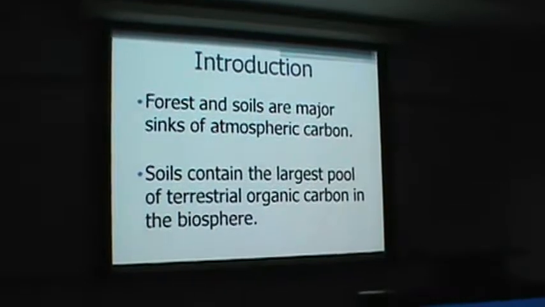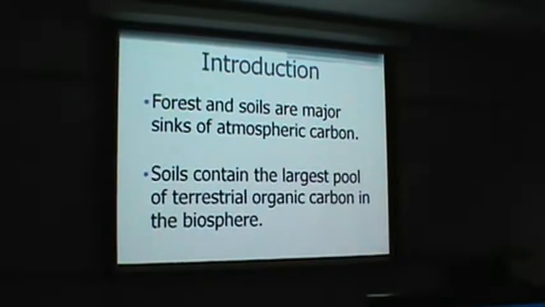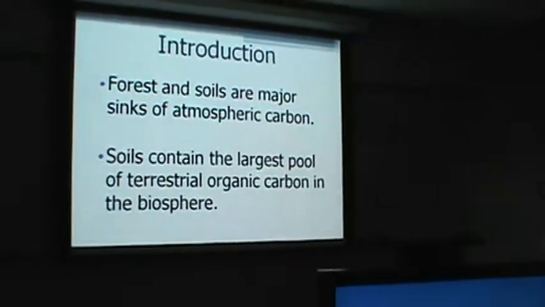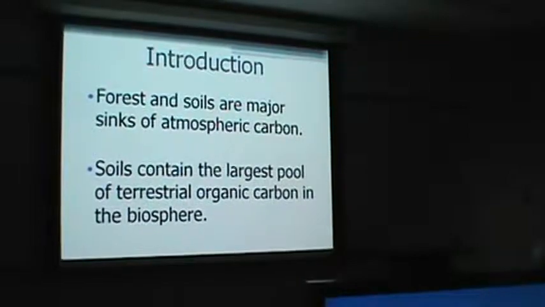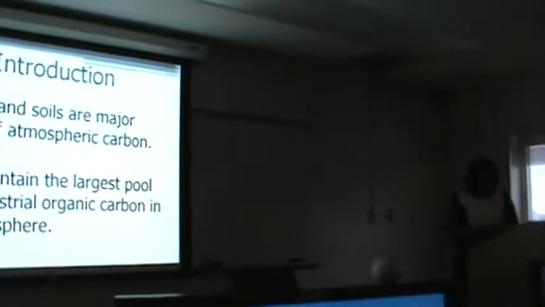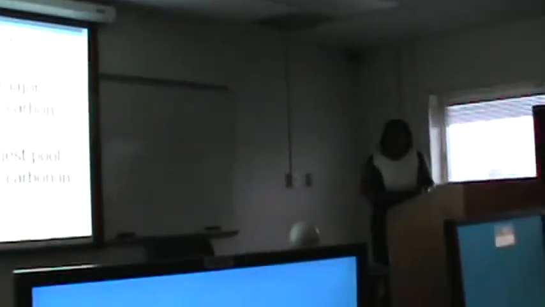Forests and soils are major sinks of atmospheric carbon, and thus the influence of forests in the global carbon cycle is now widely recognized. Soils contain the largest pool of terrestrial organic carbon in the biosphere, storing more carbon than is contained in plants and the atmosphere combined. Soils also contain about twice the amount of carbon present in the atmosphere, which makes them an important carbon sink that plays a critical role in mitigating greenhouse gases.